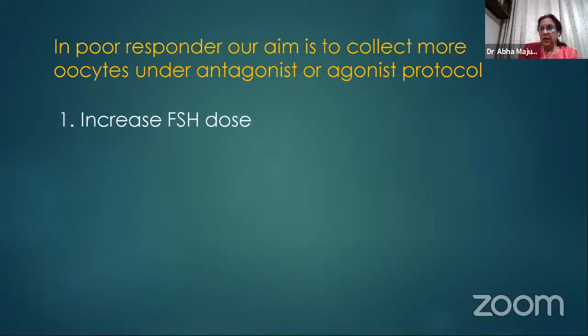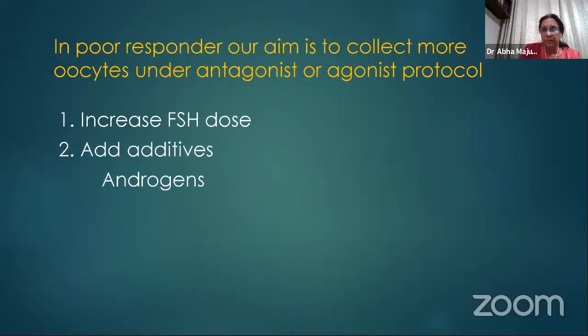So our basic thing is to increase the FSH dose from the previous cycle. Two, you could add additives. And what are the additives we are talking about? Androgens, LH, HMG. HMG was not discussed in the Posidian group because probably they were influenced by the LH molecule, which was their own, and hence HMG was not even tried over there.